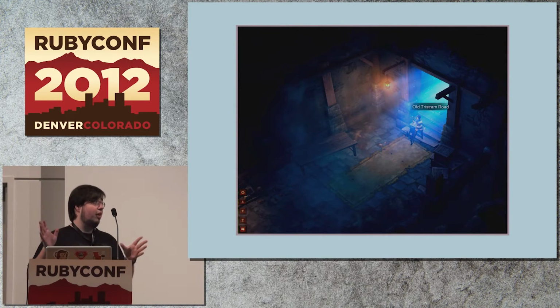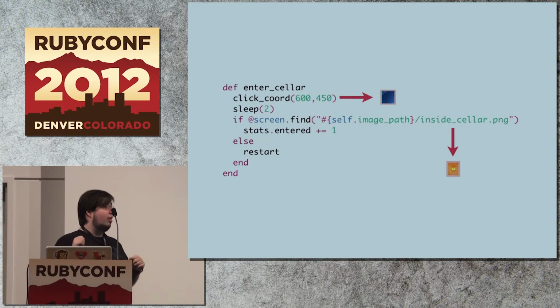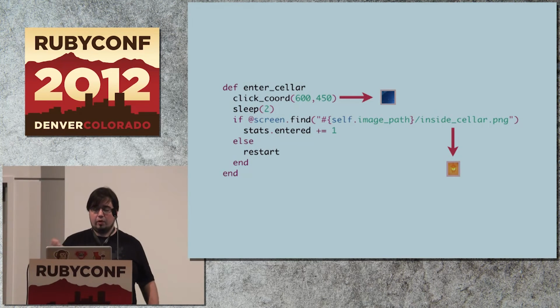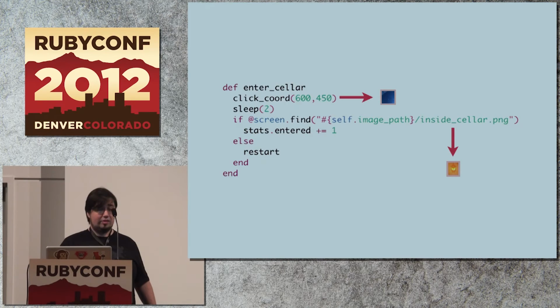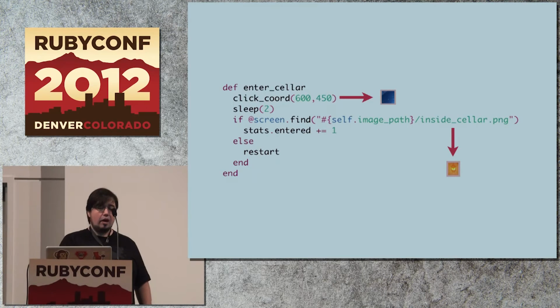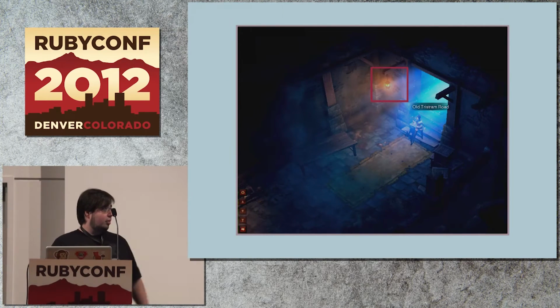The first thing is I need to create a method to enter the cellar. This method is really simple. I click on a coordinate to enter the cellar, and I know the cellar is opened. These coordinates are basically the opened cellar. And I wait for 2 seconds so the cellar can be loaded. After that, I try to find on the screen this small lamp. As you can see here, inside the cellar we have this lamp that's not available outside of it. So if I can find it, I'm inside the cellar. Yay. Otherwise, I need to restart the run. Something wrong happened. So yeah, that's the shiny lamp.